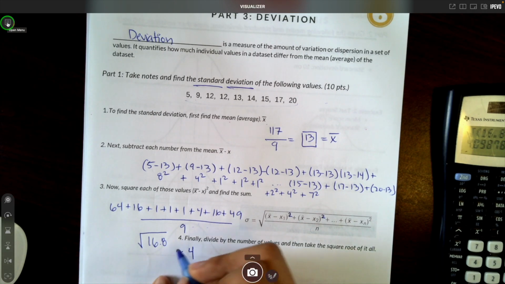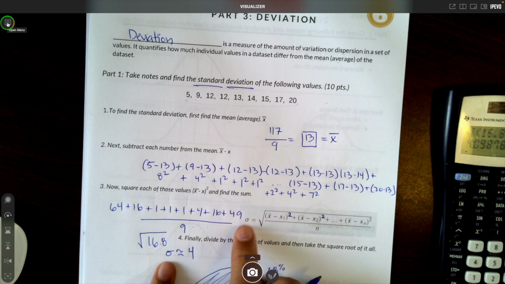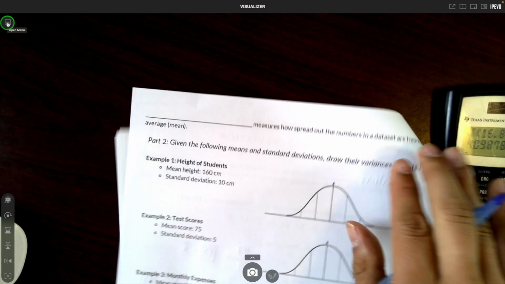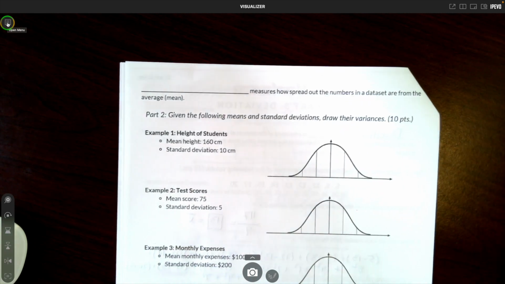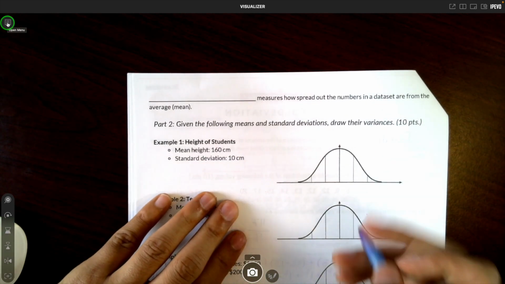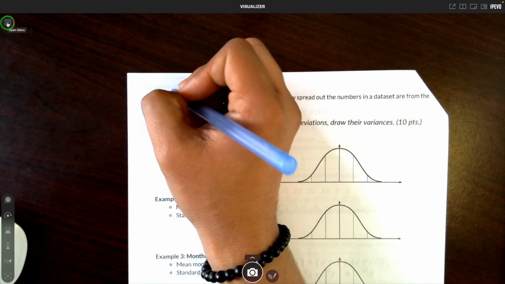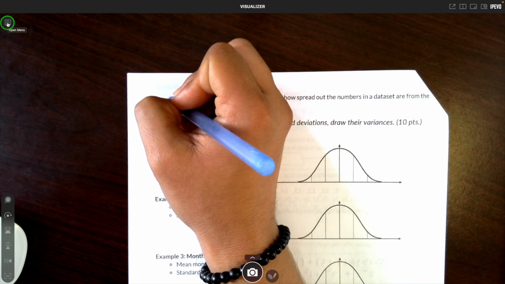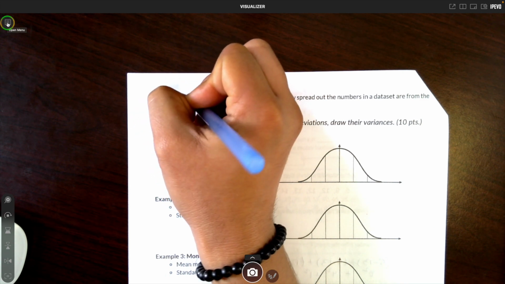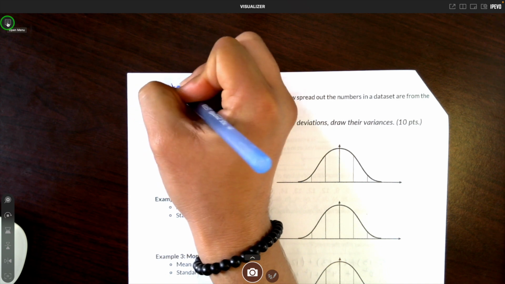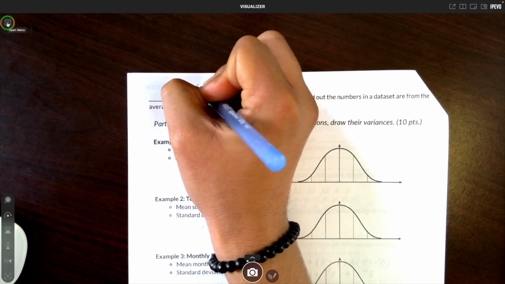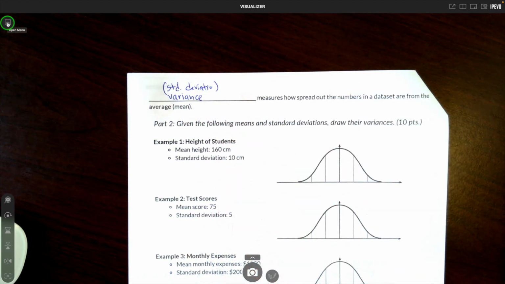So let's do some examples. So, okay, just so you know, this 4 right here, that's standard deviation. And then this is your average. So those are the 2 things that you need, okay? All right, and I believe it measures how spread out the numbers are in a data set. I think this is, again, variance or standard deviation. I'm going to have to double check. I'm running out of time, so I'm a little nervous.